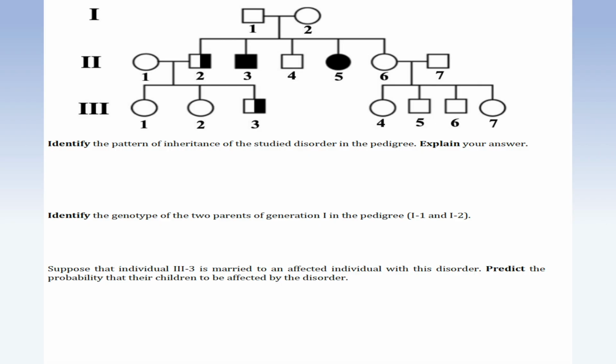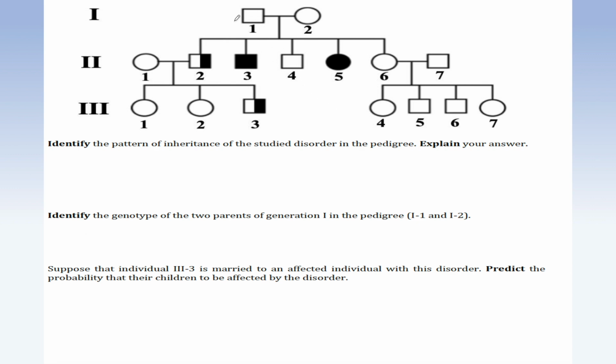Now, let's practice what we learned. Now, let's answer this question. Identify the pattern of inheritance of the studied disorder in the pedigree. Explain your answer. Now, we don't know if it's recessive or dominant. How will we know without the question mentioning what it is? We have 2 clues here.